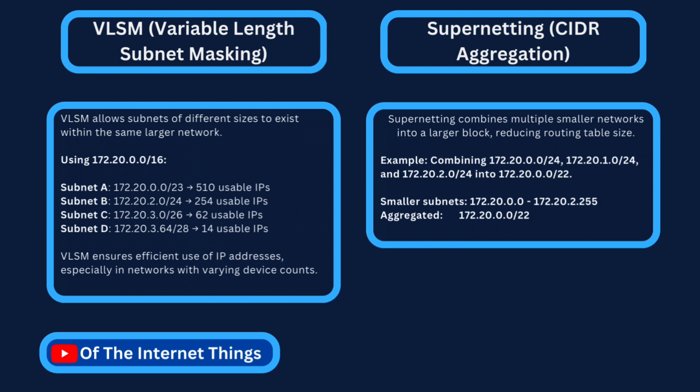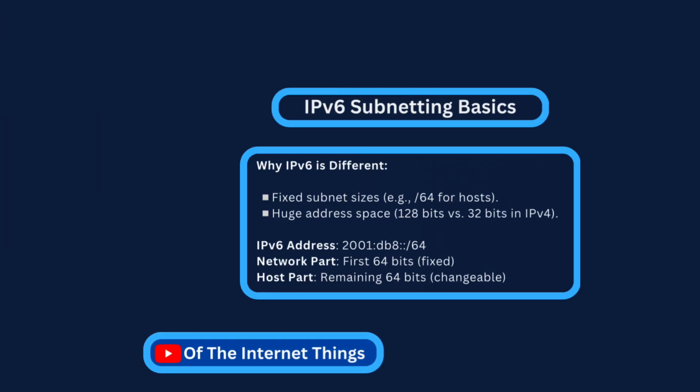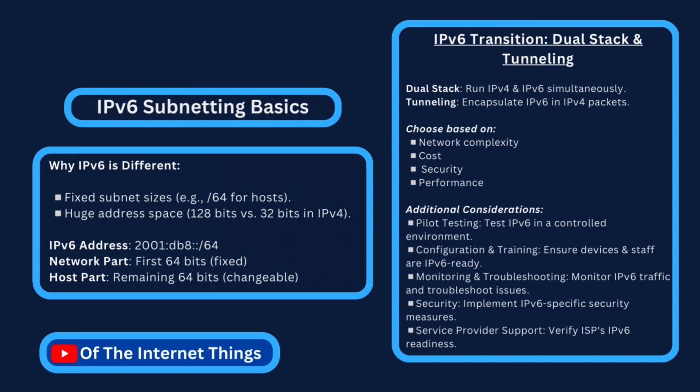Combining 172.20.0.0/24, 172.20.1.0/24, and 172.20.2.0/24 into 172.20.0.0/22. IPv6, Subnetting Basics. IPv6 makes subnetting simple.